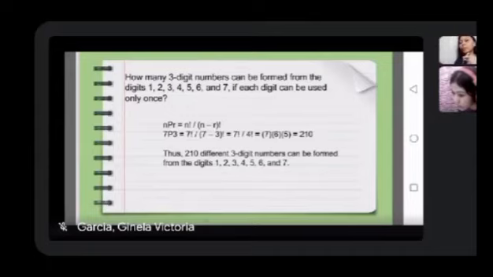Permutation of n taken r at a time is equal to n factorial over n minus r factorial. Substitute: permutation of 7 taken 3 at a time is equal to 7 factorial over 7 minus 3 factorial, and that is equal to 7 factorial over 4 factorial. 7 times 6 times 5 is equal to 210. Thus, 210 different 3-digit numbers can be formed from the digits 1, 2, 3, 4, 5, 6, and 7.